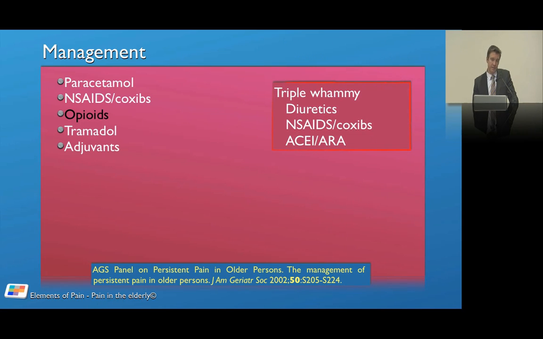Just talking about the anti-inflammatories and coxibs, they mentioned the so-called triple whammy. Oh, sorry, this is not mentioned in this paper, but it's something I wanted to bring your attention to. So diuretics, anti-inflammatories, ACE inhibitors, and angiotensin receptor blockers. Triple whammy, as it's been mentioned in one of the papers that you've got referenced. Diuretics, anti-inflammatories, ACE inhibitors, really consider whether you're going to use anti-inflammatories in this group, because they are at risk of developing complications, renal dysfunction, perhaps even renal failure.